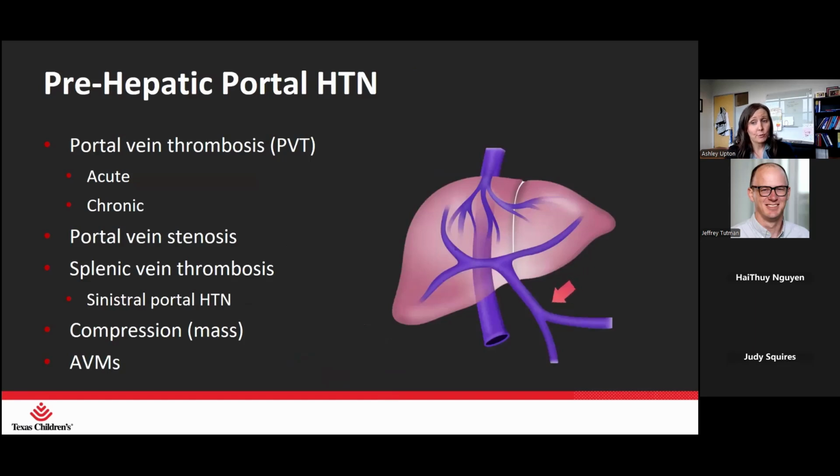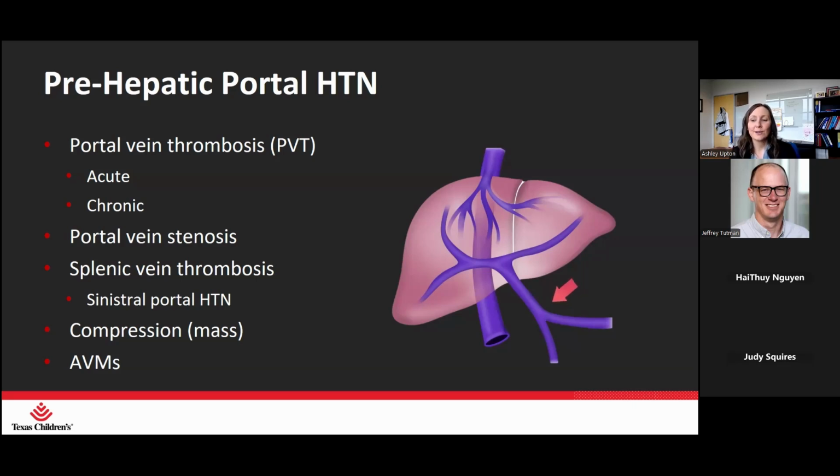So prehepatic portal hypertension is increased portal pressures before or just outside of the liver. And this may be from either a portal vein or splenic vein problem. So some of the findings that we may see on ultrasound to explain the cause of prehepatic portal hypertension may be portal vein thrombosis, either in the acute or the chronic setting. Portal vein stenosis can also be another cause. Splenic vein thrombosis can also be a reason to have prehepatic portal hypertension.